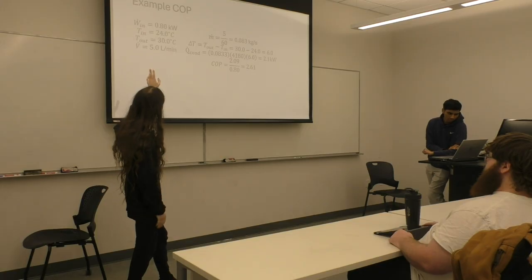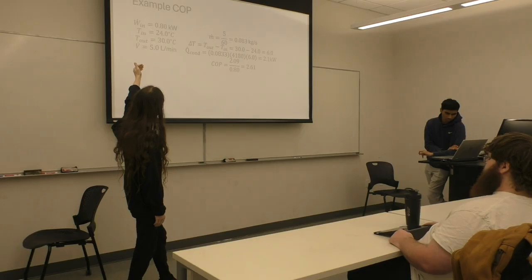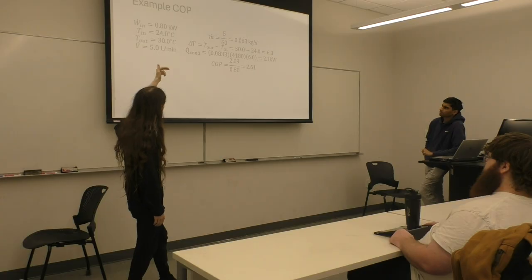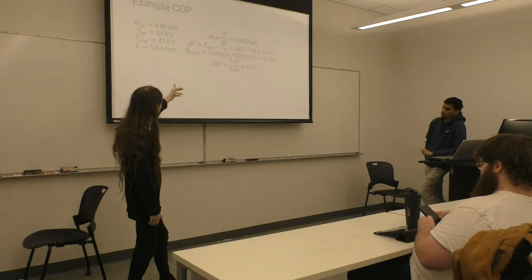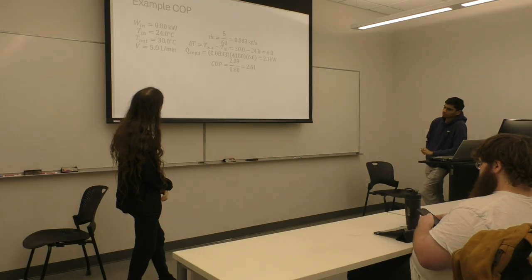This example goes through that calculation, with the energy into the compressor, the temperature before and after, and the flow rate that's given. It runs through the mass flow rate, then the temperature difference, and then the work, and that goes over the COP and gives a COP of 2.6.